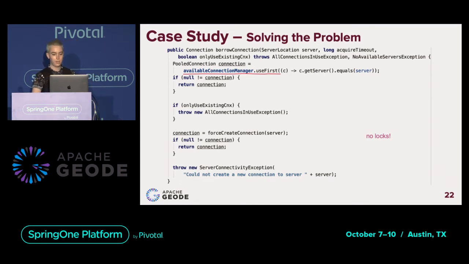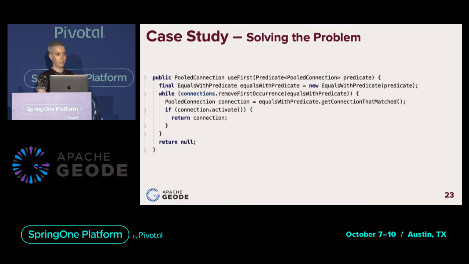With that change in mind, this is what borrow connection looks like now. And this is still in the connection manager, not pulled out into the available connection manager. So there are no locks in this method. Instead, we call use first on the available connection manager with a predicate, if needed, to get a connection to the server that we want.